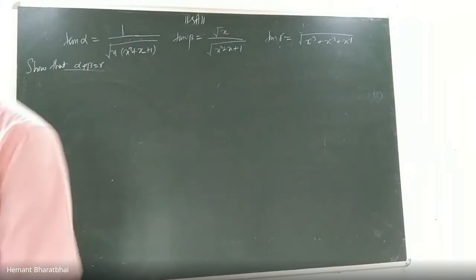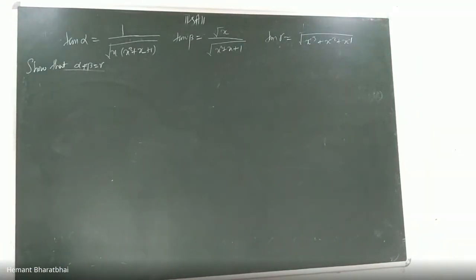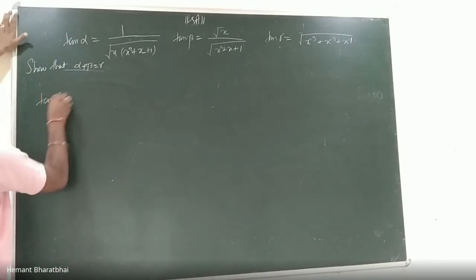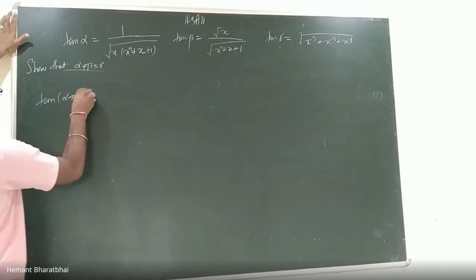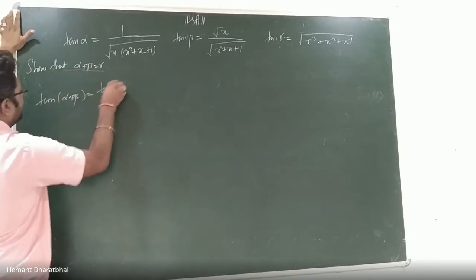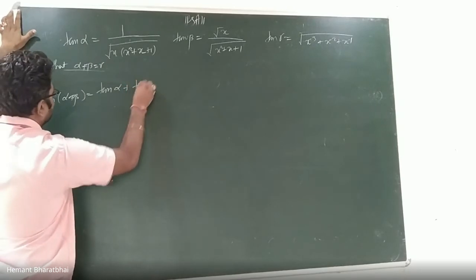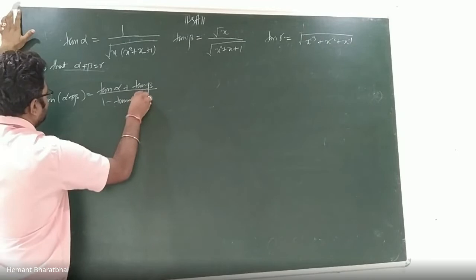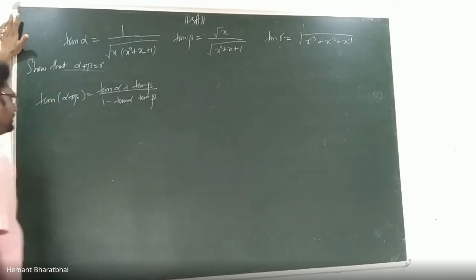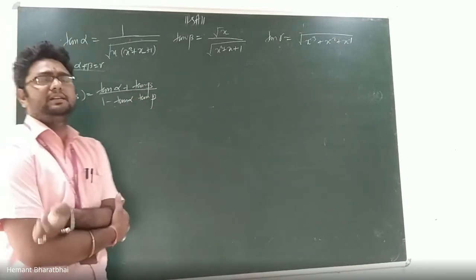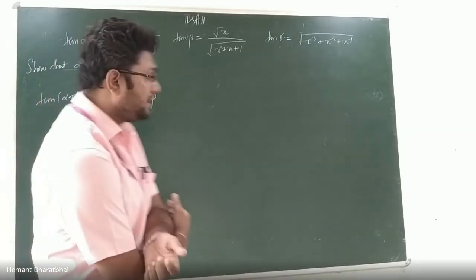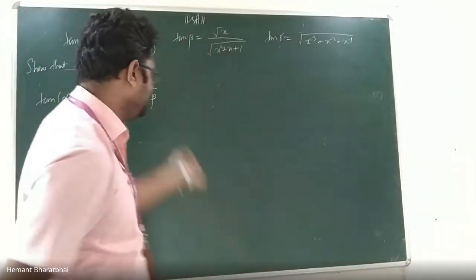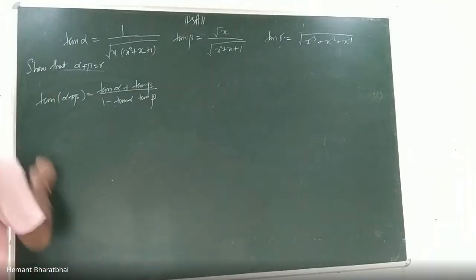Therefore, first I am going to find the value of tan of alpha plus beta and prove that it is equal to tan of gamma. So tan of alpha plus beta by formula can be written as tan alpha plus tan of beta upon 1 minus tan of alpha into tan of beta. Remember the formula of tan of x plus y is tan x plus tan y upon 1 minus tan x into tan y.